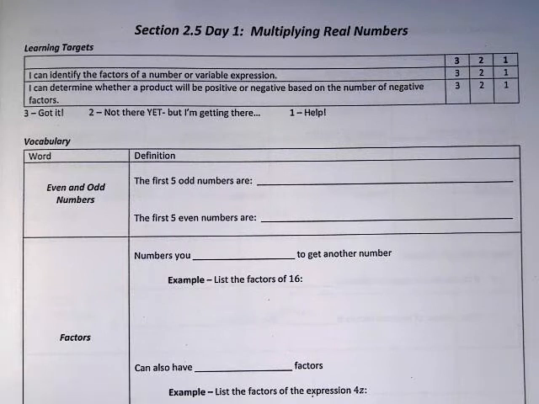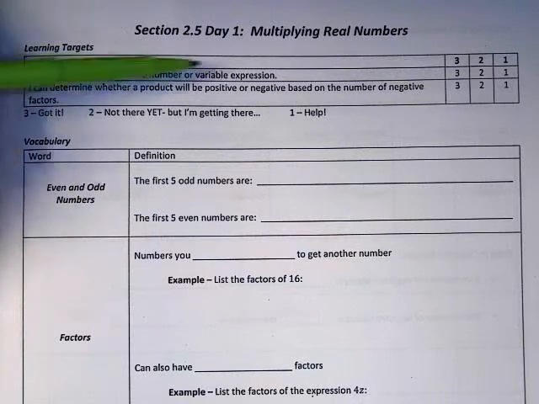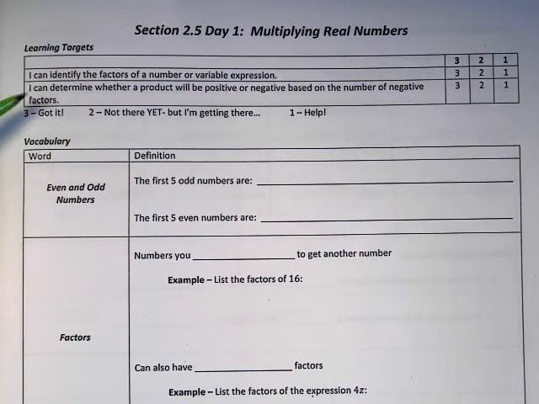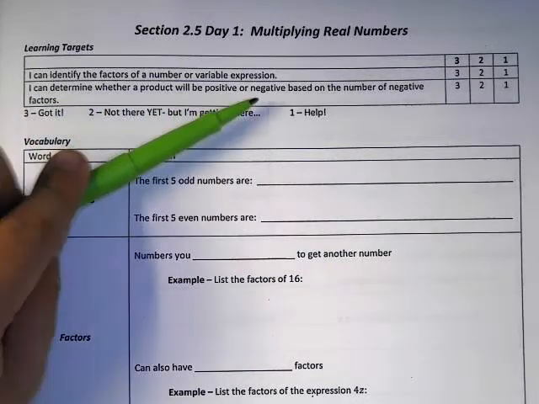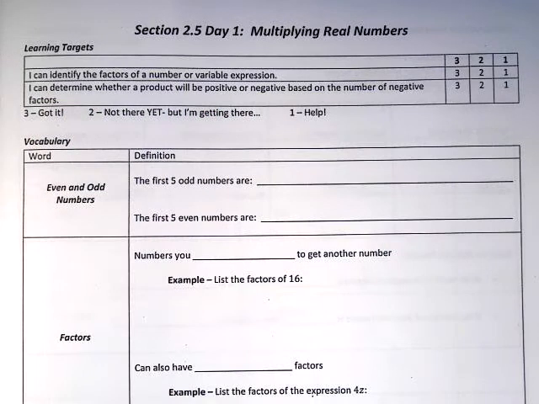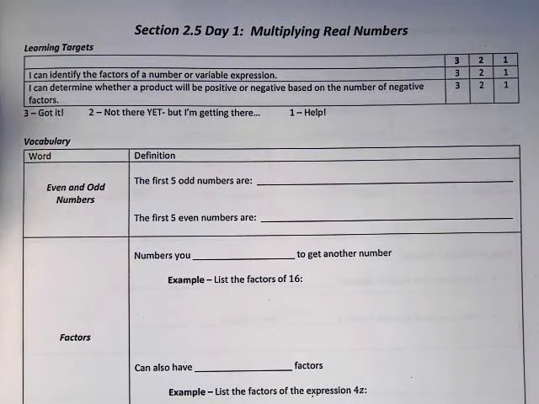expressions, okay? So the very first thing right here, if we look, I can identify the factors of a number or variable expression. We'll get to that. And also, can we determine whether a product will be positive or negative based on the number of negative factors? All right, so those are our targets. Let's jump to it. Now, even and odd numbers.